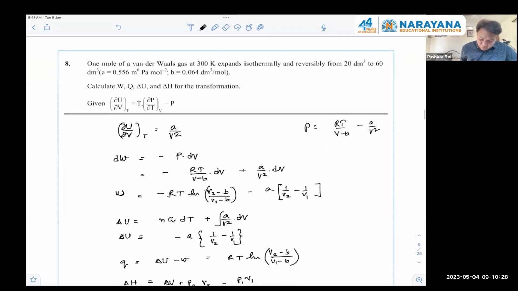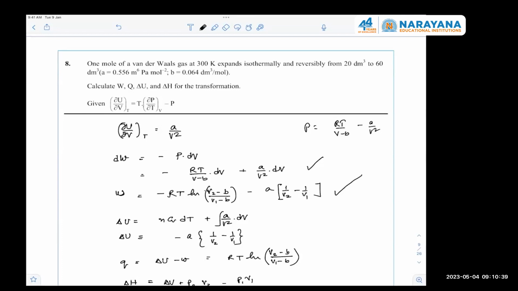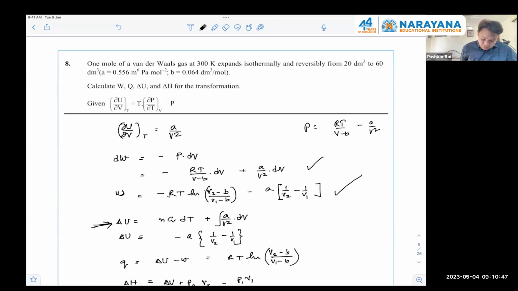Look and tell me. So this step is all right. This step is all right. So this step is also all right. And the next step which I have, is it all right? Okay. So the next step is all right. Then delta U. See this step. Delta U is equal to nCV dT plus A by V square into dV. Is it all right?